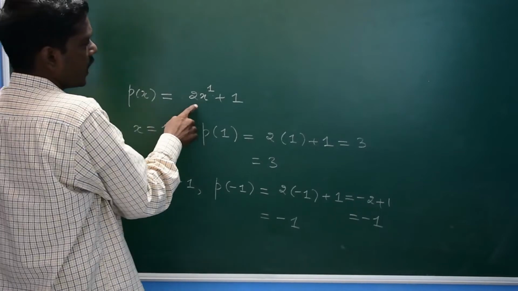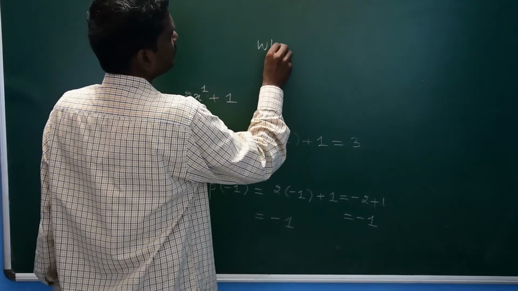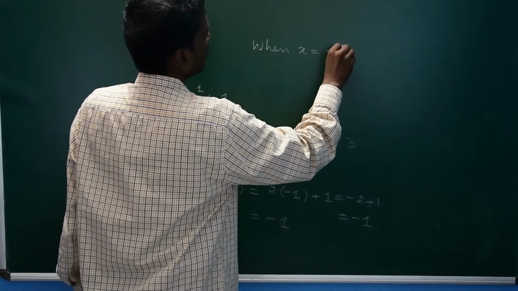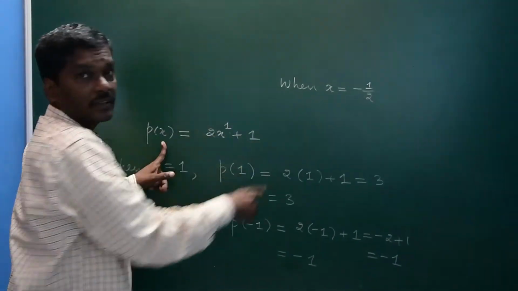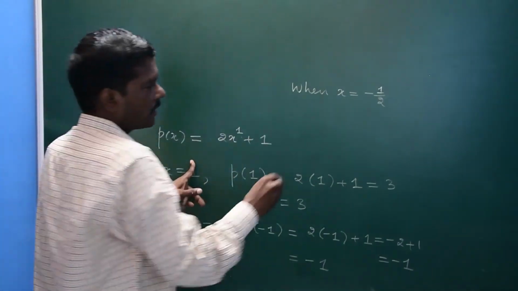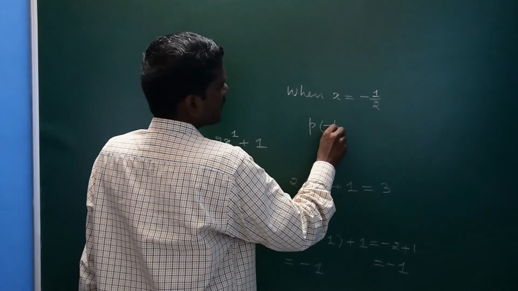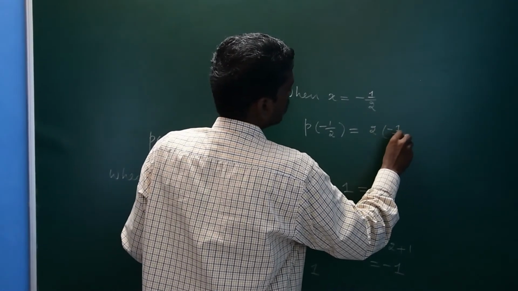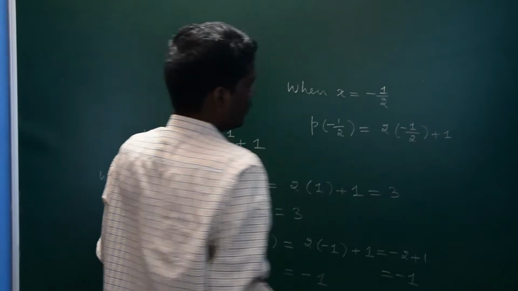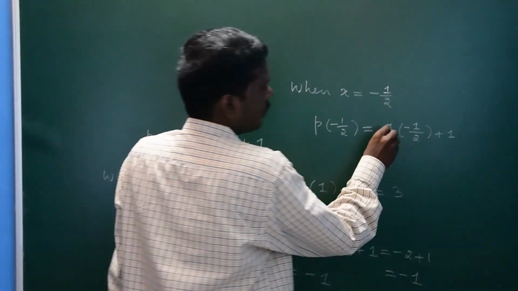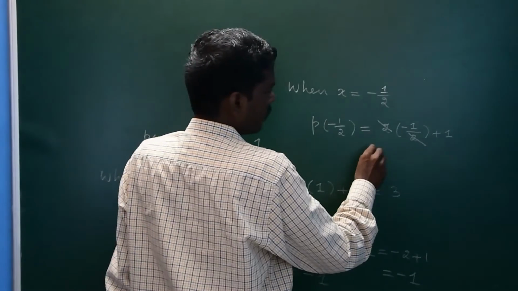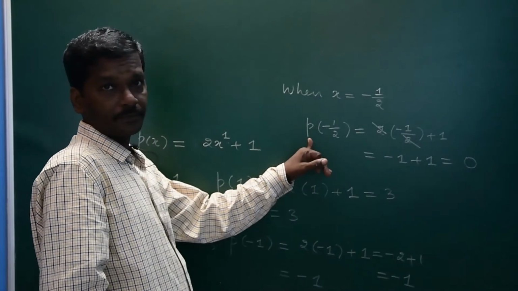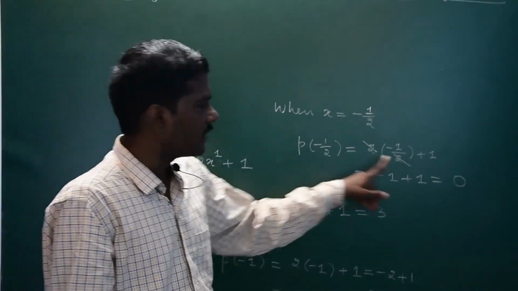Now let us see what happens to this polynomial when x is equal to minus half. When we simply replace x by minus half, then you will get 2 times minus 1 by 2 plus 1. You can cancel out these two. What you will get is minus 1 plus 1. So it is going to be 0. The value of the polynomial at the point x is equal to minus half is turning out to be 0.